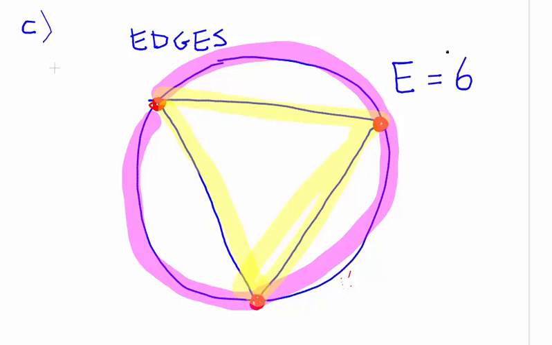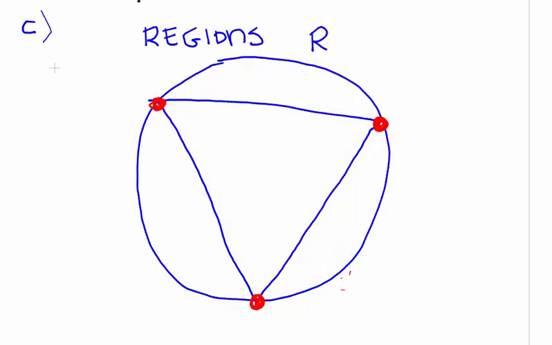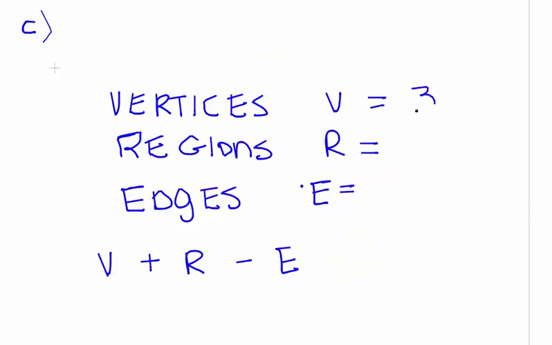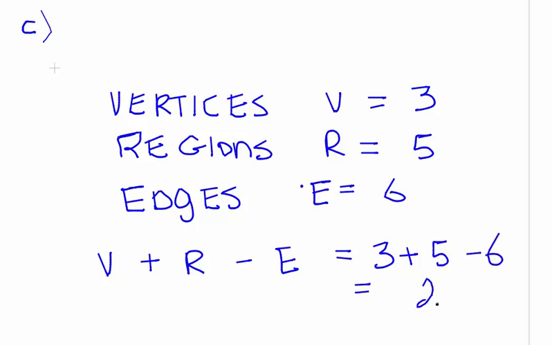And then the number of regions. We have the external region, 1, and then 2, 3, 4, and 5. So the number of regions is equal to 5. Let's piece that all together. We have 3, 5, and 6. So 3 plus 5 minus 6 is equal to 2. So that again verifies Euler's theorem. We will do one more.